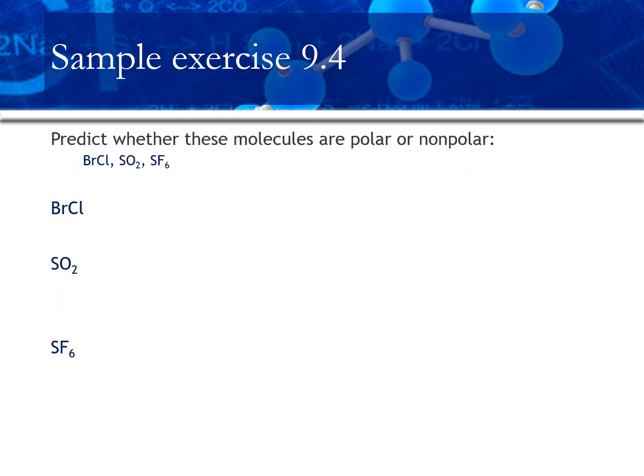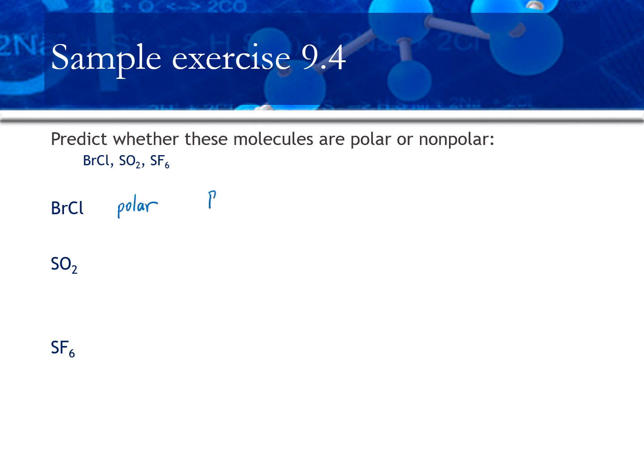Let's predict whether these following molecules are polar or nonpolar. This is going to involve understanding the shape and understanding the polarity of bonds. So BrCl, there's only one bond. Chlorine is much more electronegative than bromine, so this is going to be a polar molecule.